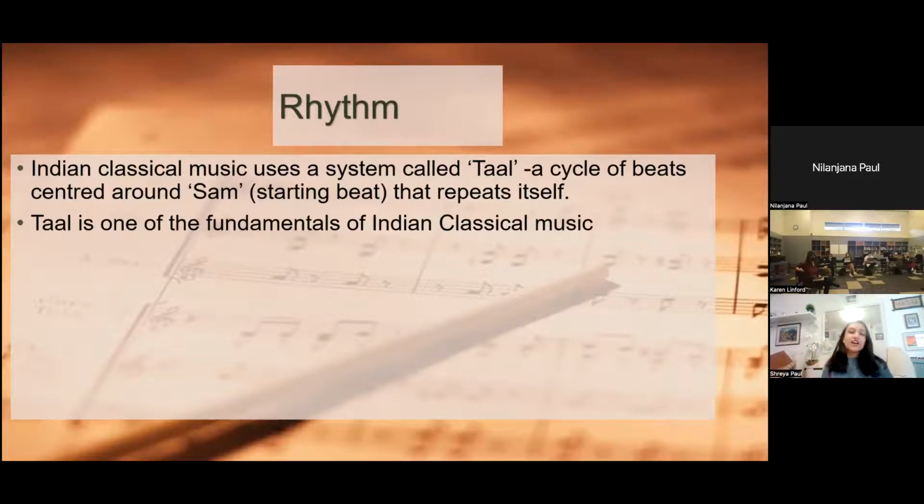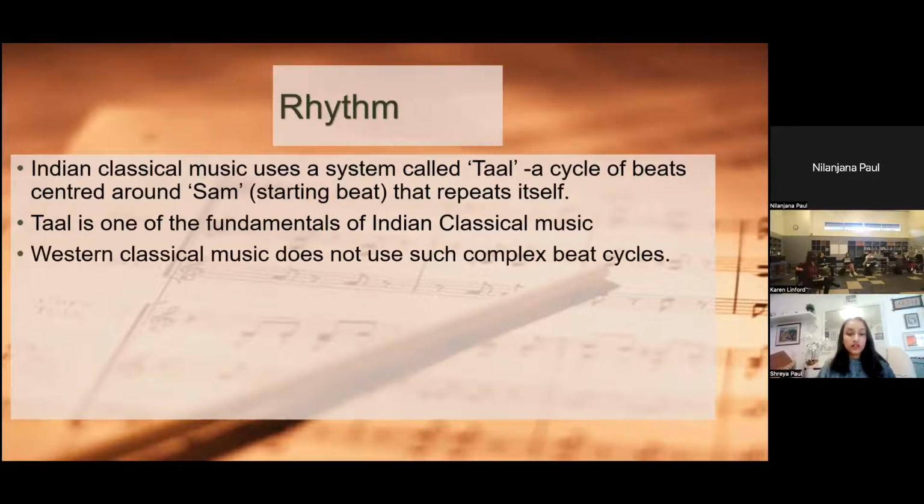Awesome. So with our rhythm, this system or concept of a cycle of beats, or the tal, is one of the fundamentals of both Carnatic and Hindustani classical music. It's one of the most important things, other than rag. And Western classical music does not have such complex beat cycles.